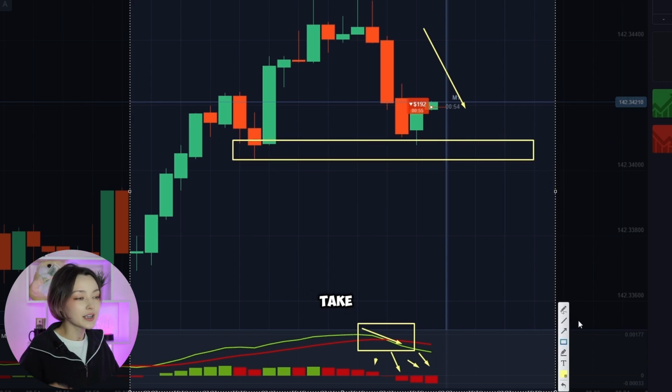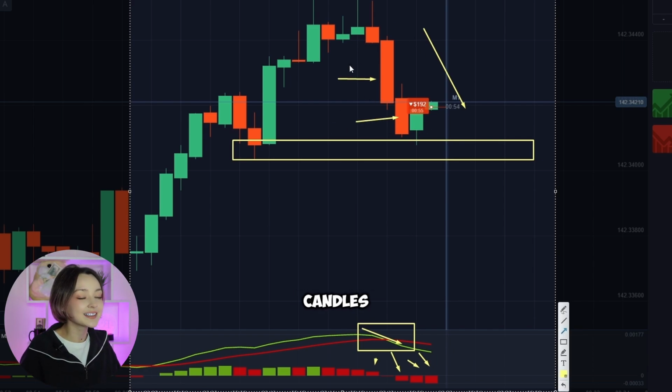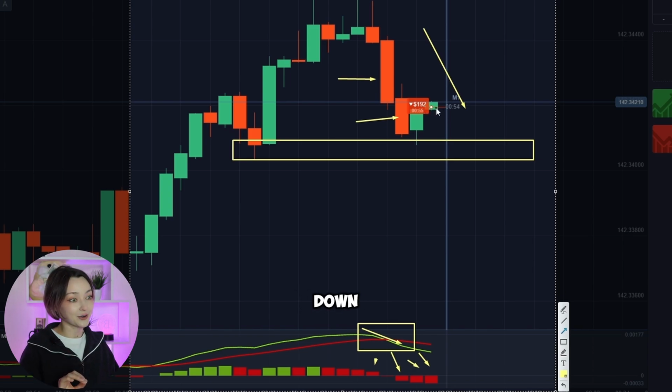And guys, let's also take a look at the candles. Let's see what we got. Here we've got sellers giving nice full-bodied candles in their favor. These candles indicate the strength of the seller who will push the price further down.